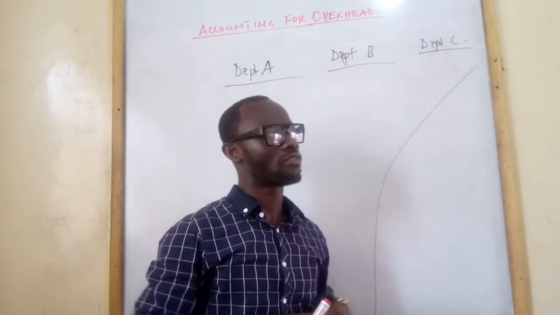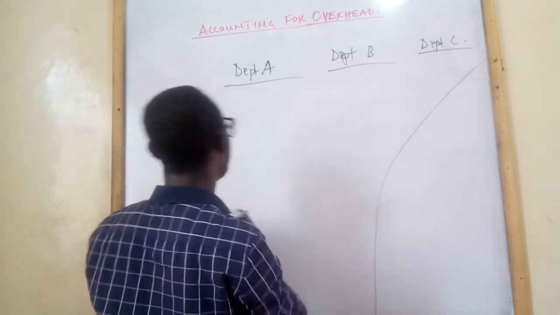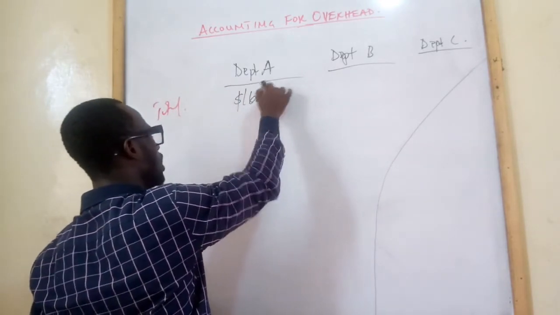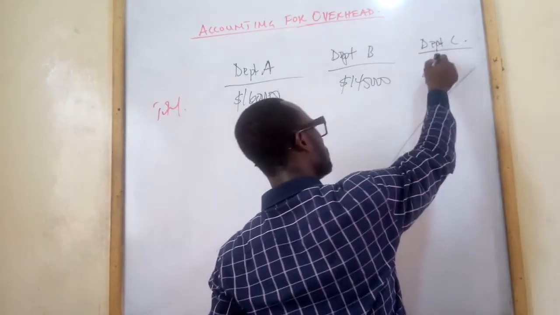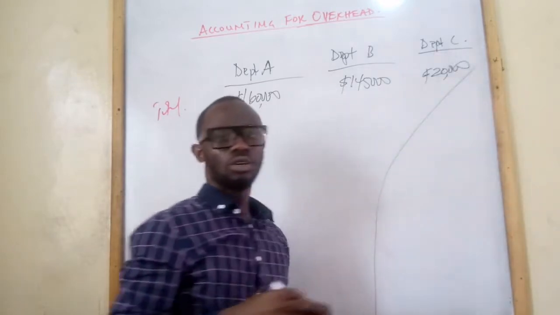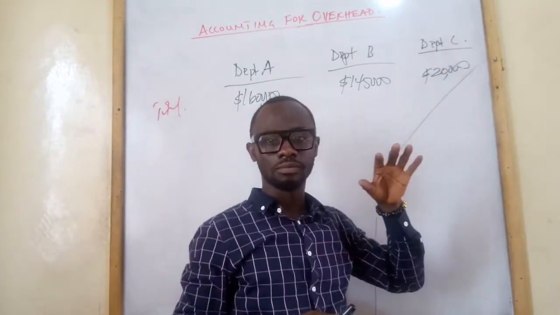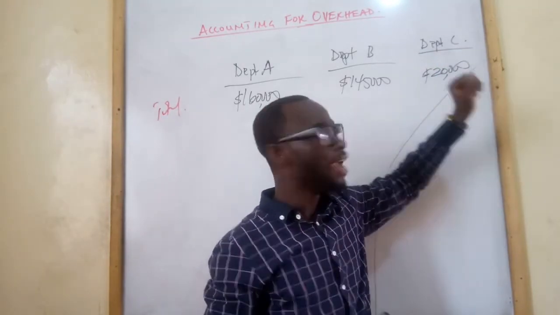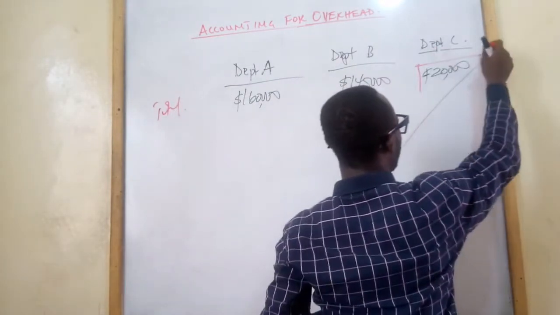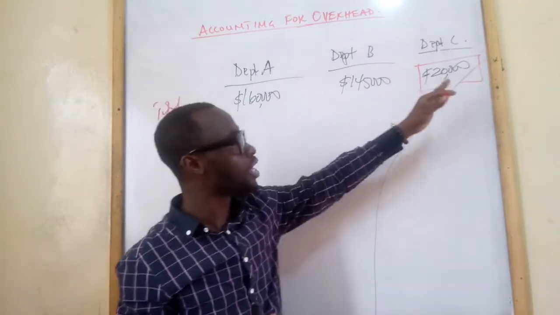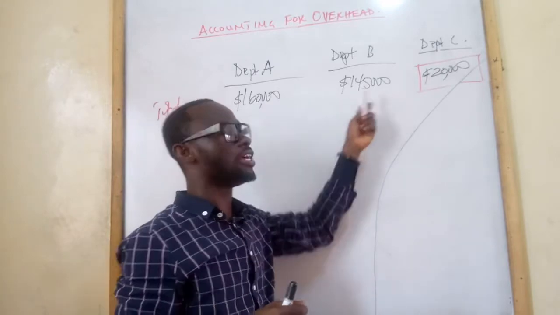So at the end of the day, after apportioning all the overheads, the total of the overheads for department A, let's say it's $160,000. For department B, let's say $145,000. And the department C, which is the service department, is $20,000. What we are saying here is that this department C doesn't exist for its own. It exists to provide services for these 2 departments. So its total cost, that is the $20,000, should be reapportioned to department A and department B.